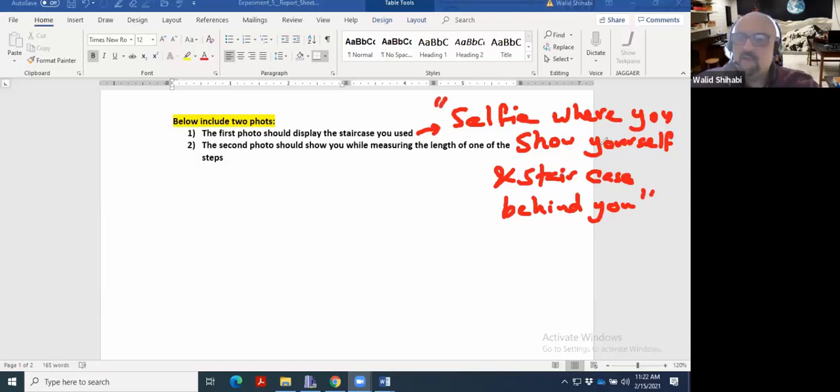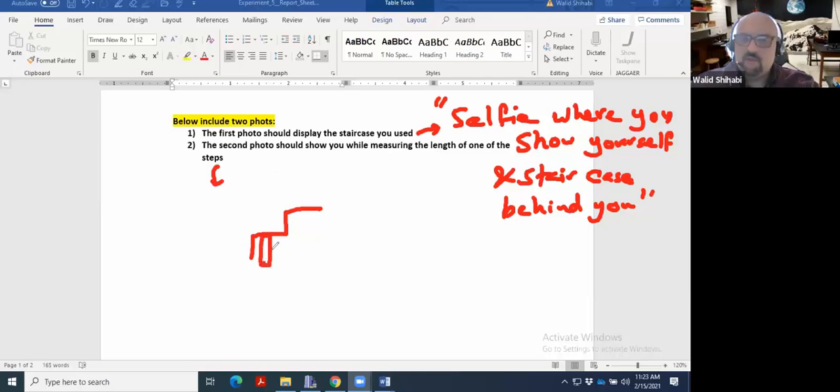I just want to make sure that you are there, that you're not taking the picture off the internet. So the selfie must include you, you have to be in the photo, and the staircase behind you. The second photo should show you while you are measuring the length of one of the steps. Again, it can be a selfie. You'd just be holding a ruler.